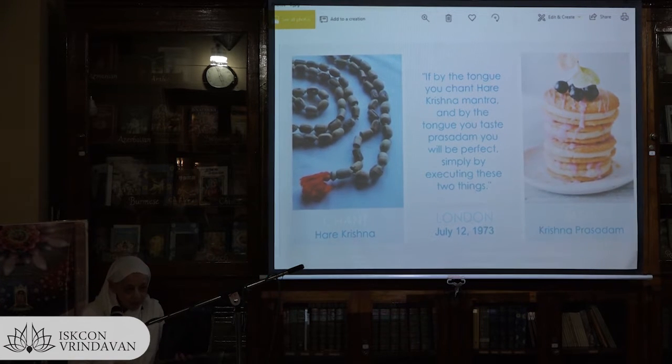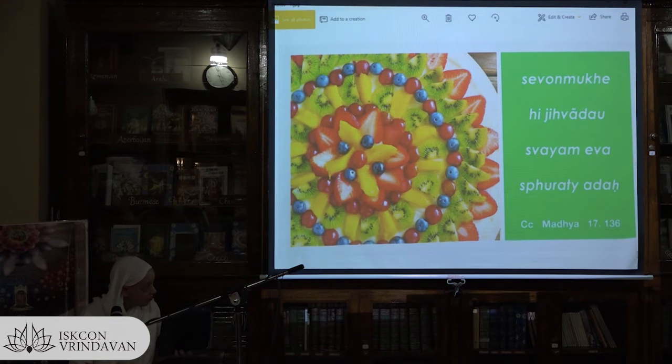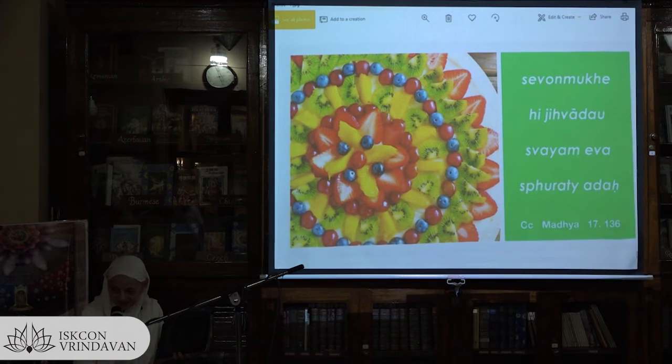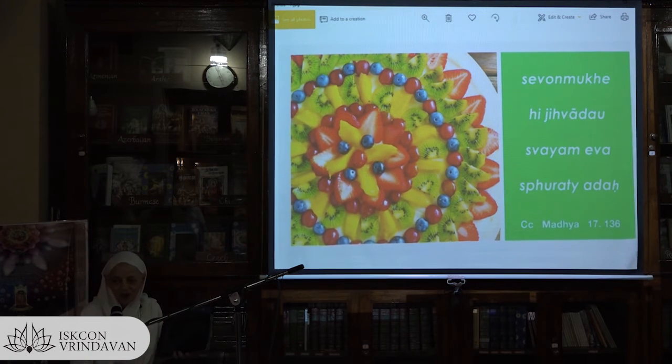You can chant at home, you can offer your food at home and honor prasadam, and you will become God realized. Simple? Yes. Krishna makes it very easy. All right? And there we have a beautiful plate of something to offer Krishna. And that is the quote, Chaitanya Charitamrita there. Yes, by blunt senses you cannot know the Lord, but through the tongue he can be realized by chanting and by tasting prasadam.